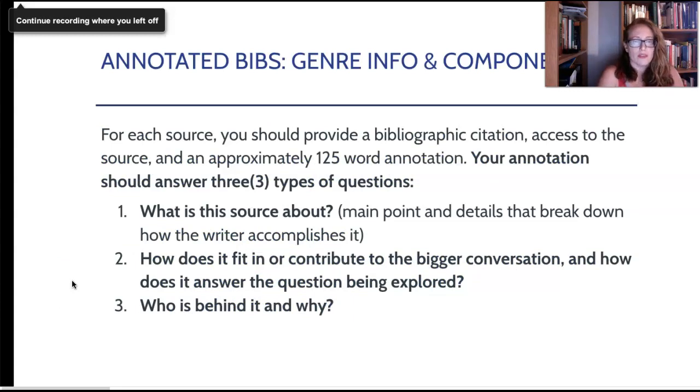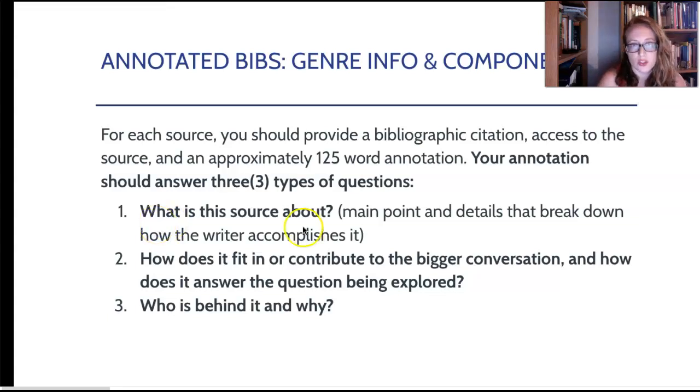So to add on from there, some reminders from your assignment sheet about what you're doing: for each source, you have a bibliographic citation in either MLA or APA and an approximately 125 word annotation. And when you're thinking about having the summary and how it contributes to the conversation and the author information, you're basically answering three key questions about the source.